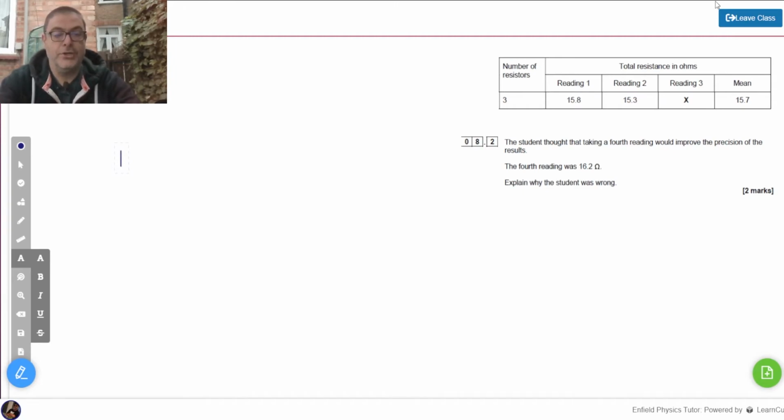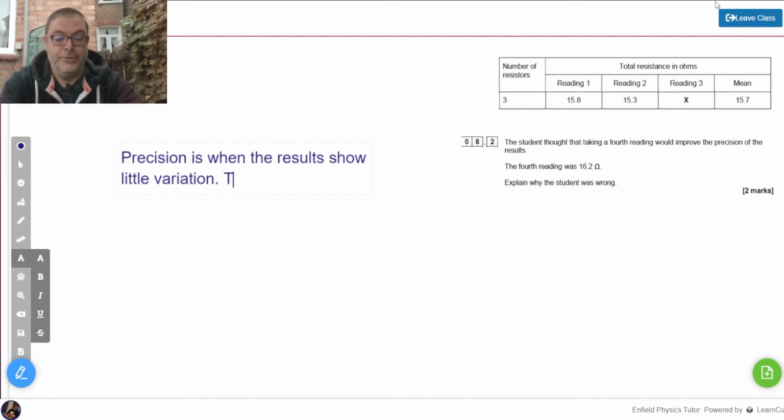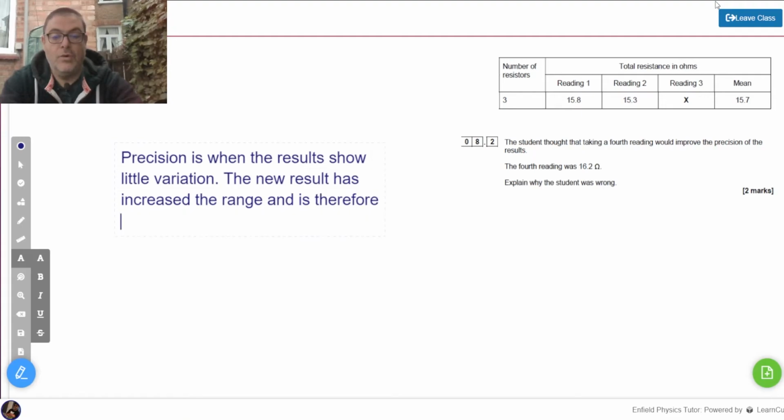less precise. So you could write something like this: precision is when the results show little variation. The new result has increased the range and is therefore less precise.